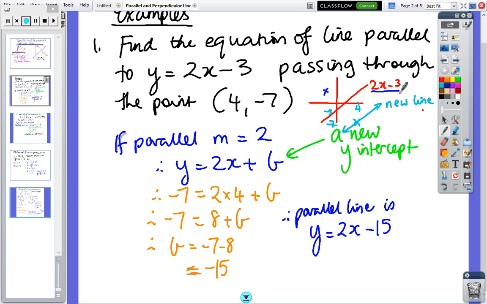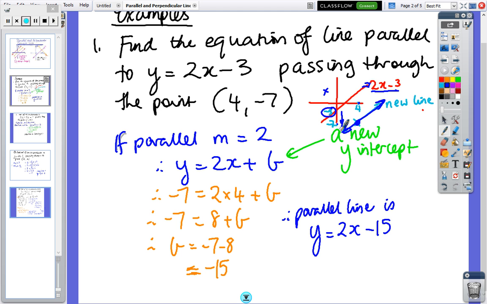So over on this side here, I've got a diagram. There's the original line y = 2x - 3. It has a positive gradient. It goes through the y-intercept at -3. And I've got a point (4, -7), which is somewhere down here. And so we've got another line parallel to it. So we're expecting to get a y-intercept less than -3.